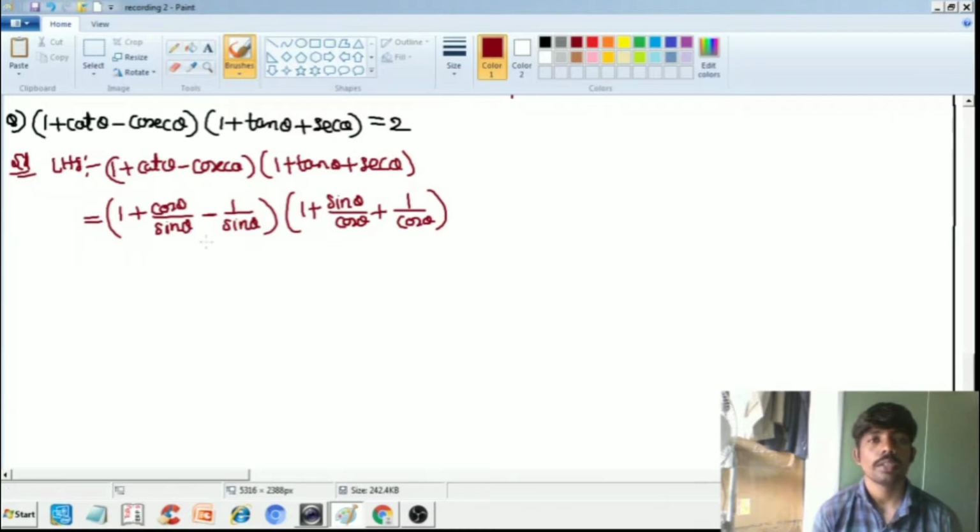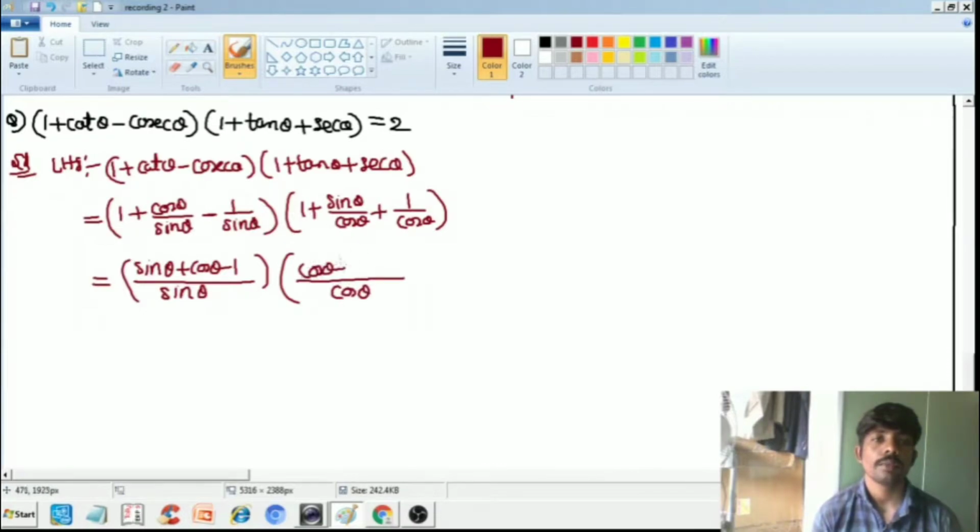Now do the LCM in this first bracket, sin theta LCM. Then you will get sin theta plus cos theta minus 1. Next, cos theta LCM, cos theta plus sin theta plus 1.